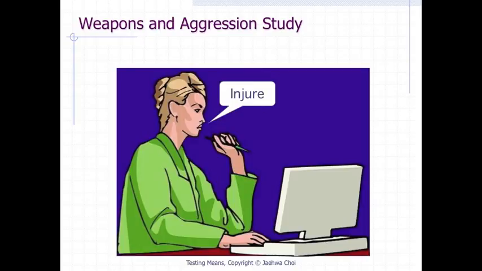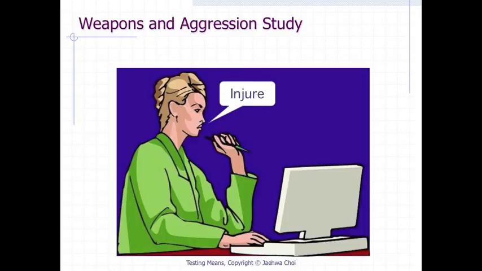In the weapons and aggression case study, subjects were asked to read words presented on a computer screen as quickly as they could. Some of the words were aggressive words such as injure or shatter. Others were control words such as relocate or consider. These two types of words were preceded by words that were either the names of weapons such as gunshot, shotgun, and grenade, or non-weapon words such as rabbit or fish.